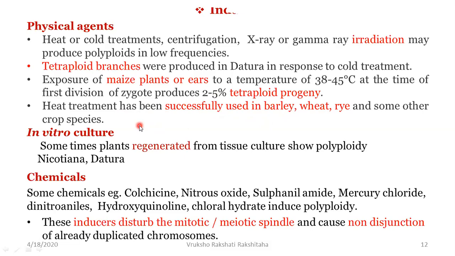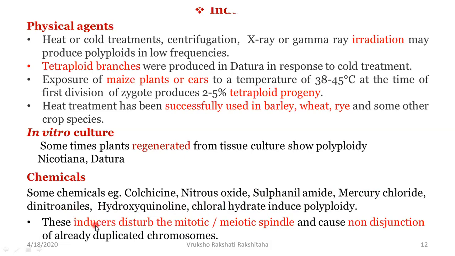Now, the other method of induced autopolyploidy is by in vitro culture. Sometimes certain plants, when they are regenerated from the callus produced by tissue culture technique, show autopolyploidy. Example, Nicotiana and Datura. Then by using chemicals. Some chemicals, for example, colchicine, nitrous oxide, sulfanilamide, mercuric chloride, dinitroanilines, hydroxyquinoline, chloral hydrate, induce polyploidy. Now these are called inducers.